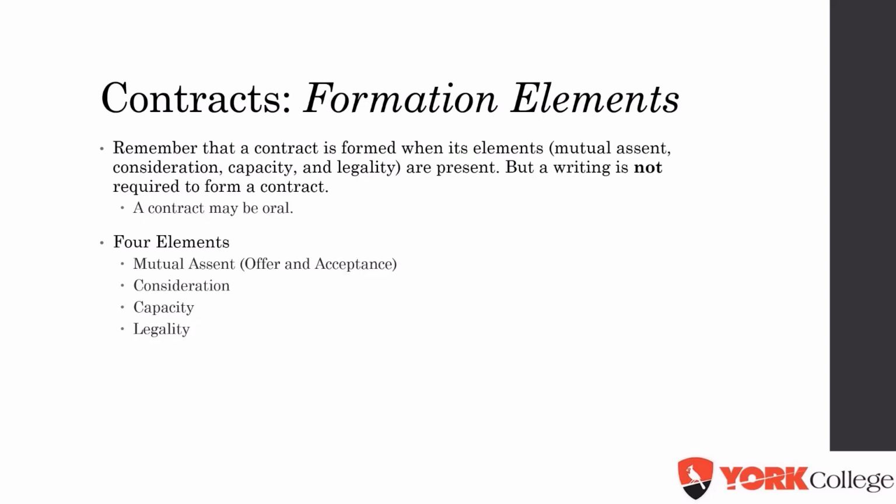So, as you remember, a contract is formed from mutual assent, consideration, capacity, and legality, and a writing is not required to form a contract in all instances. A contract may be oral, as long as the 4 elements are there. Last class, we went over mutual assent, and this class will be going over consideration, capacity, and legality.